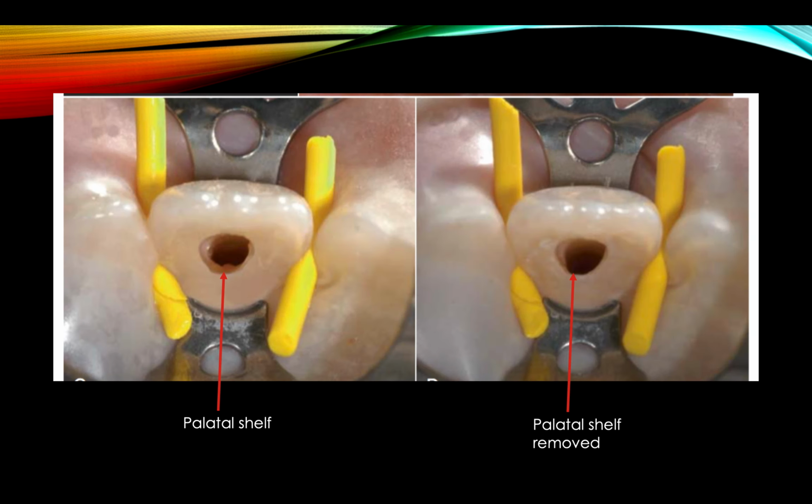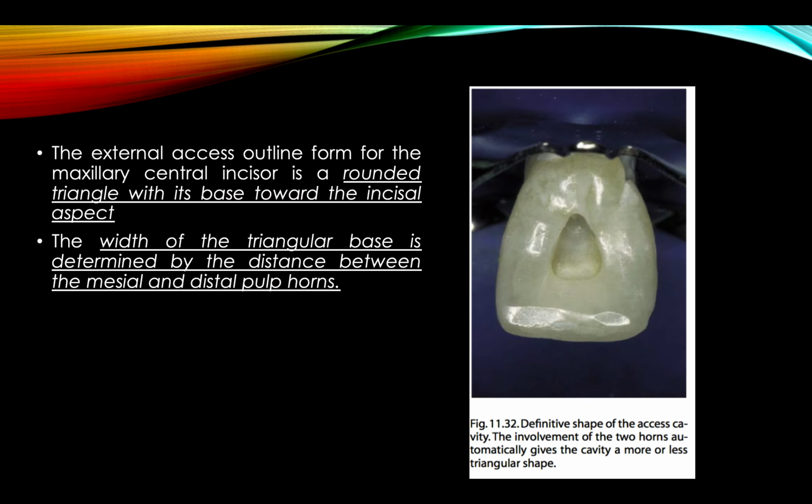How do we remove it? Look at this image. You will see the palatal shelf before and after it's been removed. We use Gates Glidden to remove the lingual shelf, which is a flame-shaped instrument. You can use it on a slow speed handpiece and then brush off the dentine on the lingual shoulder area.